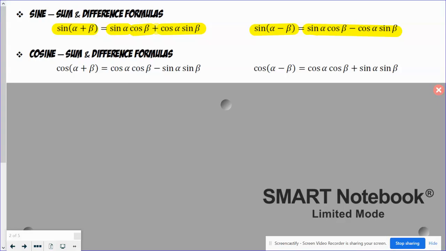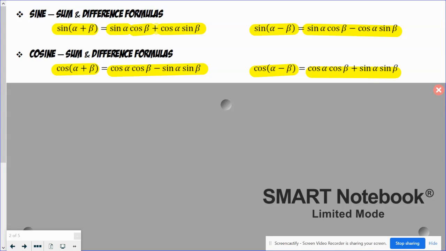We have sum and difference formulas for cosine as well. Cosine of alpha plus beta is equal to cosine alpha cosine beta minus sine alpha sine beta, and cosine of alpha minus beta is cosine alpha cosine beta plus sine alpha sine beta.